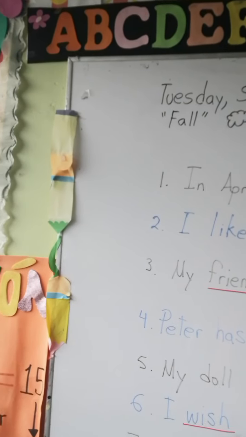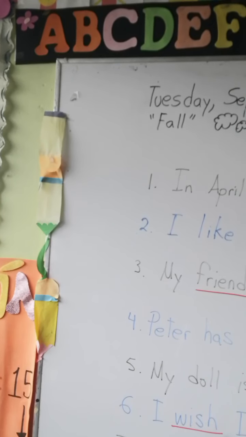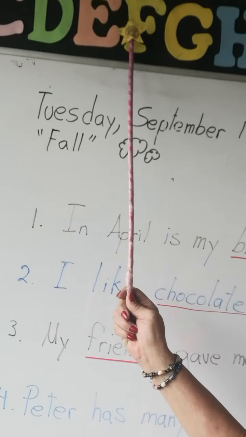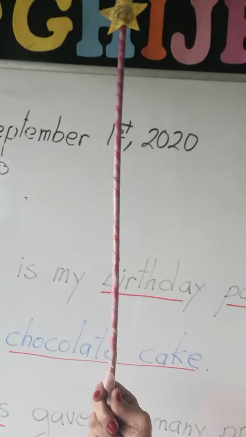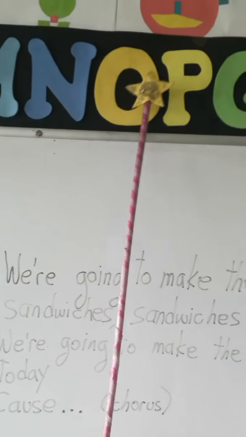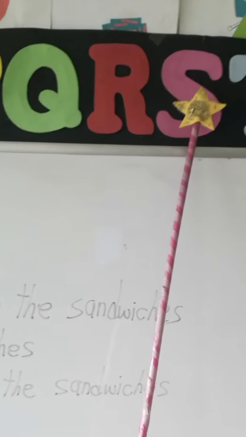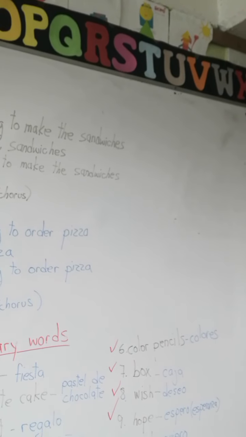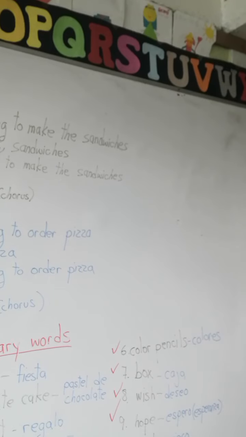Okay, let's see the alphabet because we are going to say some words. Okay? With the spelling. Okay, everybody repeat. A, B, C, D, E, F, G, H, I, J, K, L, M, N, O, P, Q, R, S, T, U, V, W, X, Y, Z. Okay, kids, do you remember, kids, that last class we said the spelling of the vocabulary words that we studied? Well, we are going to say it again, okay?